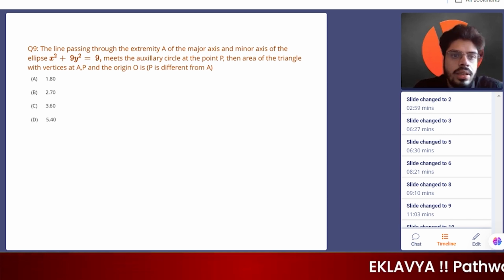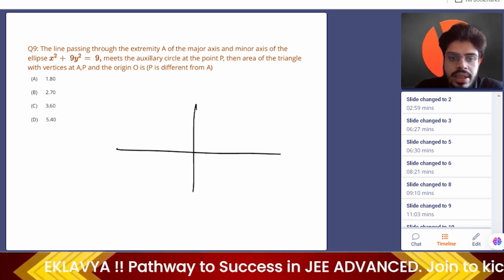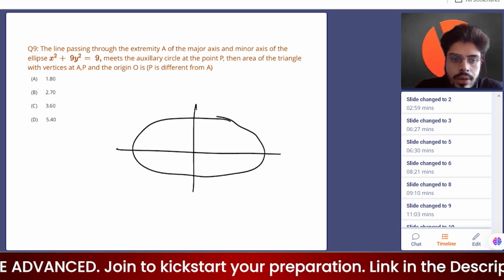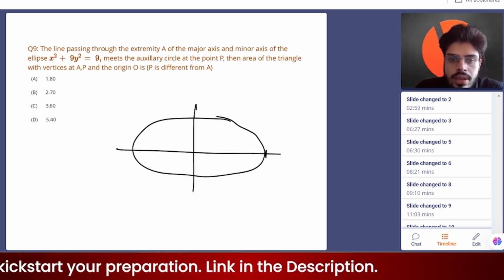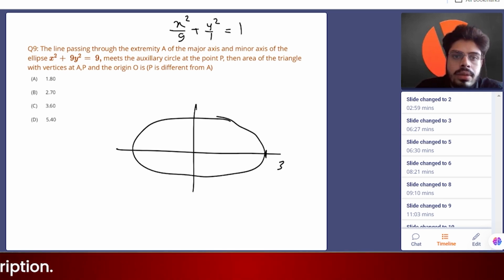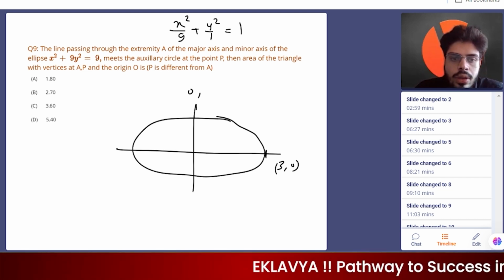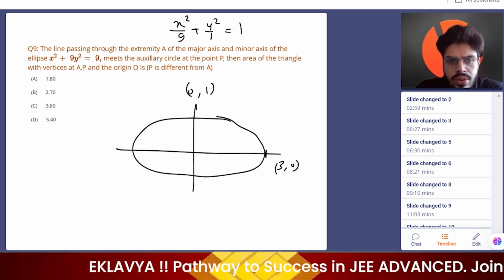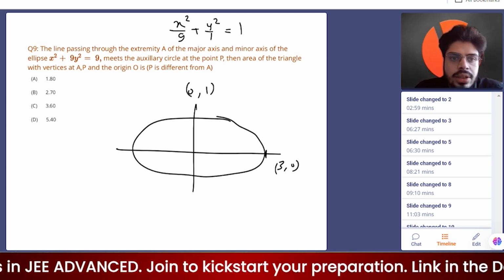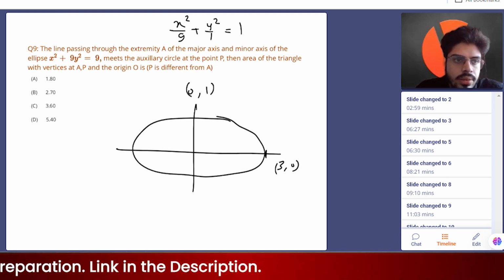So here, now what is given? A line passing through the extremity of the major axis. So this is the major axis. What is the equation? x square by 9 plus y square by 1 equal to 1. So this point is 3, 0 and this point is 0, 1. So a line passing through the extremity A of the major axis and the minor axis. So the line will pass through like this.